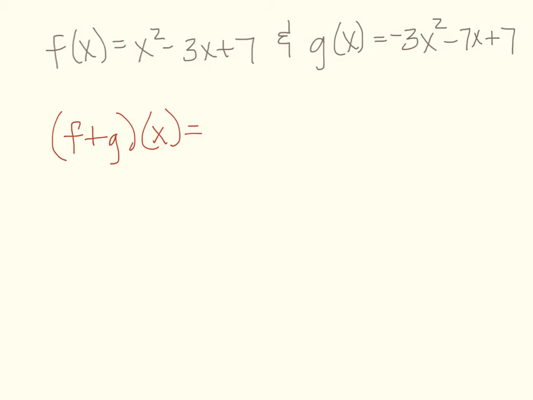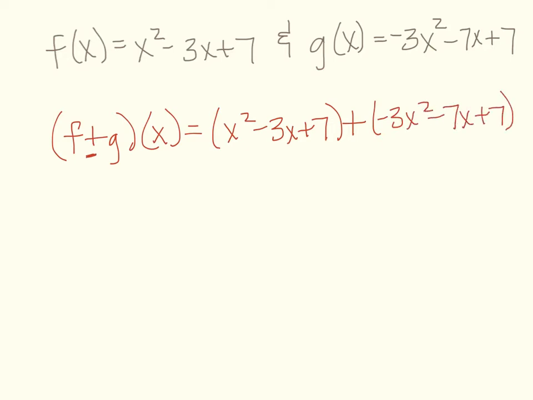The second thing that I told you that's really important is this operation. I told you to add f plus g of x. In other words, I told you to take f of x plus g of x. So let's go over here and do that. f of x is x squared minus 3x plus 7, plus g of x, which is negative 3x squared minus 7x plus 7.